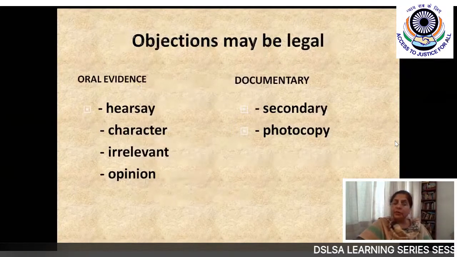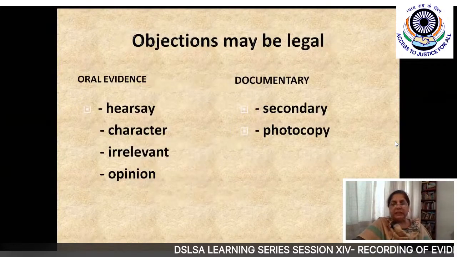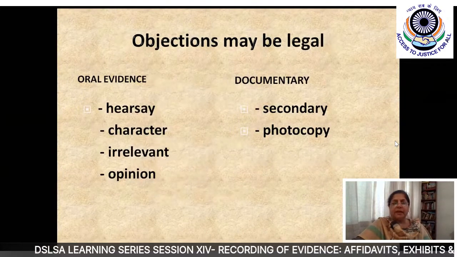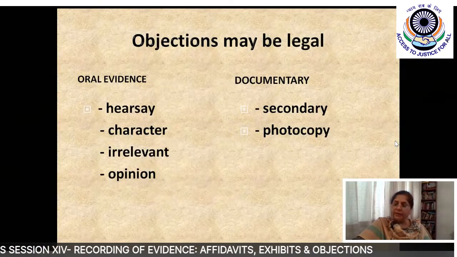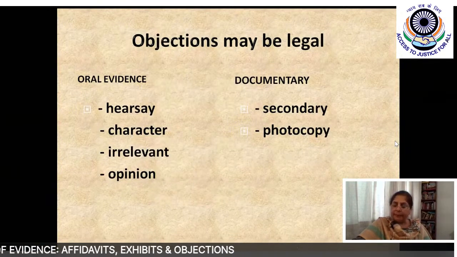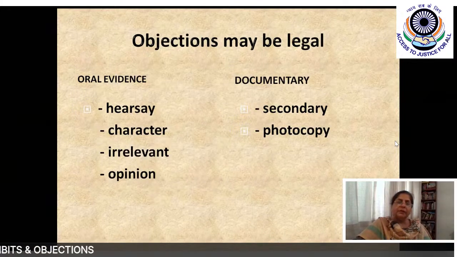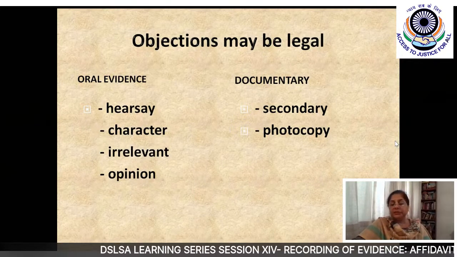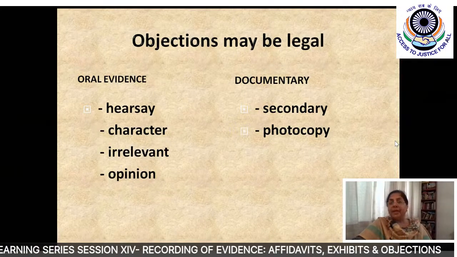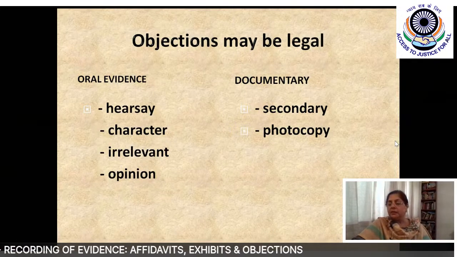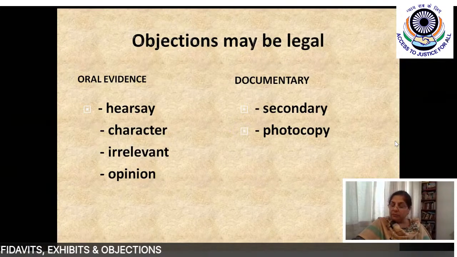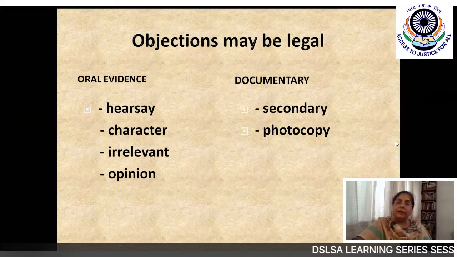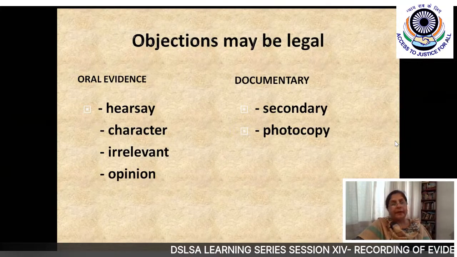Now, objections can be of two kinds. They can be to oral evidence. These are the legal objections: hearsay evidence, character evidence, irrelevant, opinion evidence. Whenever a witness is giving an opinion or giving hearsay evidence, it has to be objected to there and then. But even if it is not objected to, being a legal objection, the court might reject it at the stage of final decision.